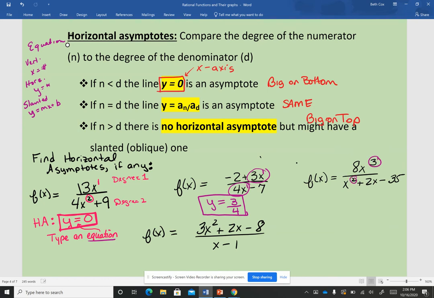All right, the third one. This one's a third degree, so it's big on top. So no horizontal asymptote. None. It does not have one. Now it might have a slant. We'll go there in just a minute. Okay, and then the last one, again, we've got 2 on top, power of 1, no horizontal asymptote.